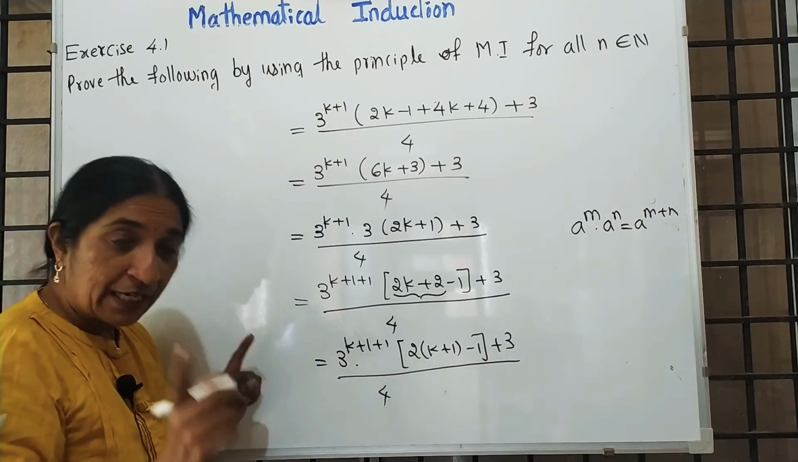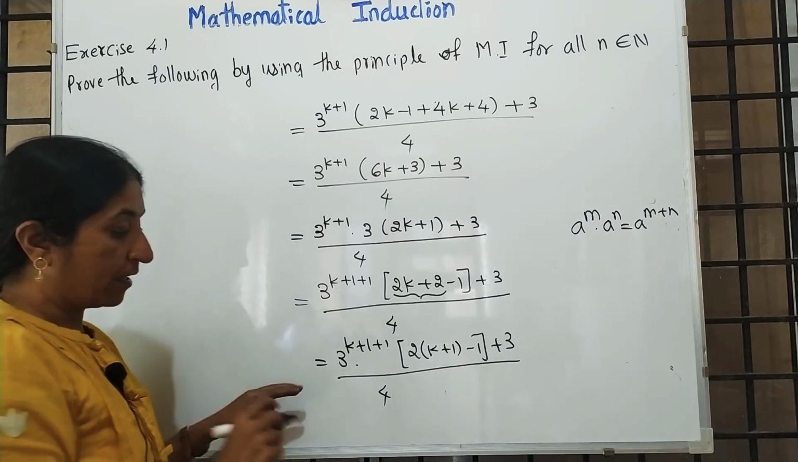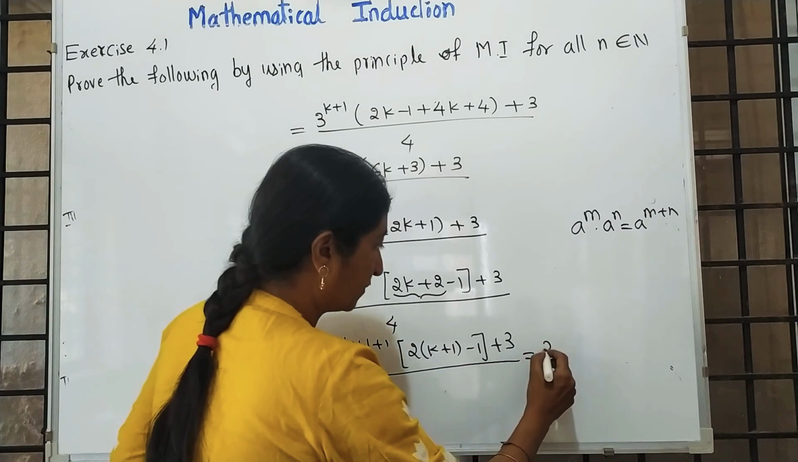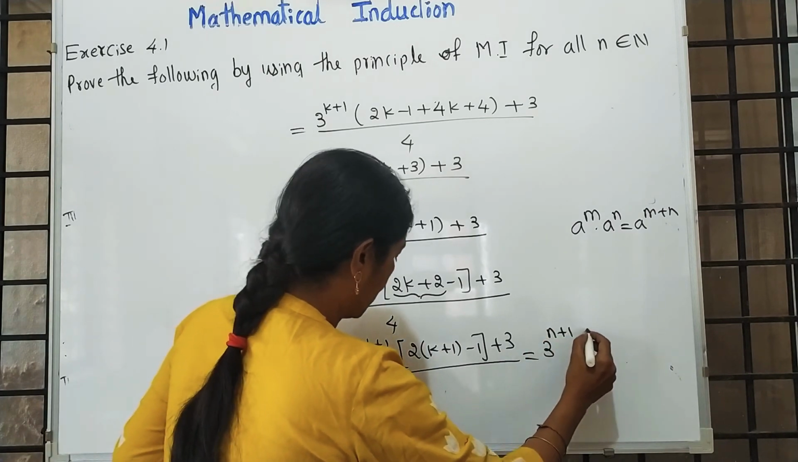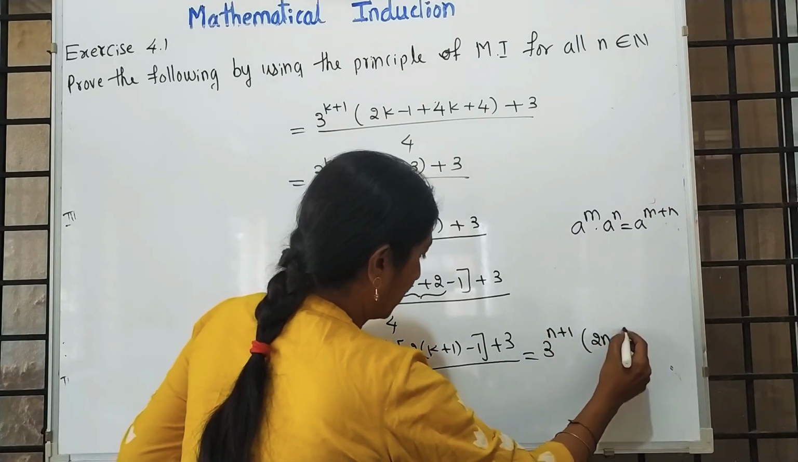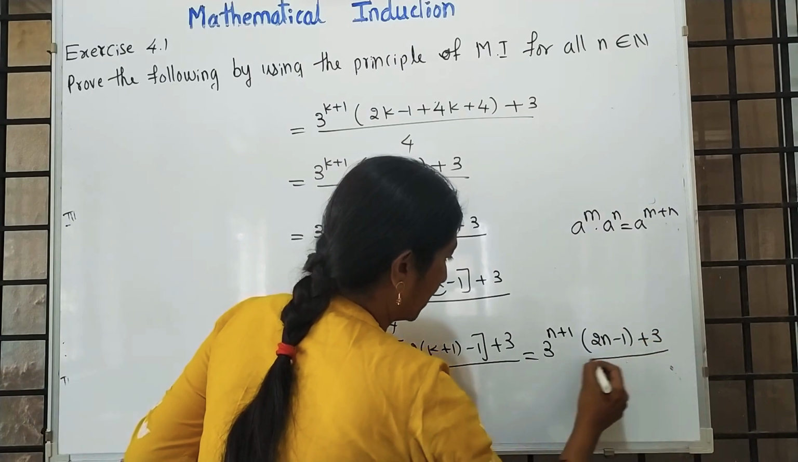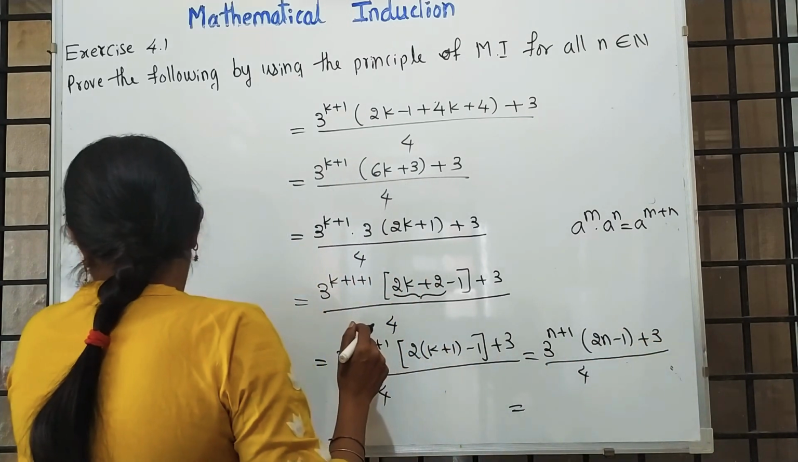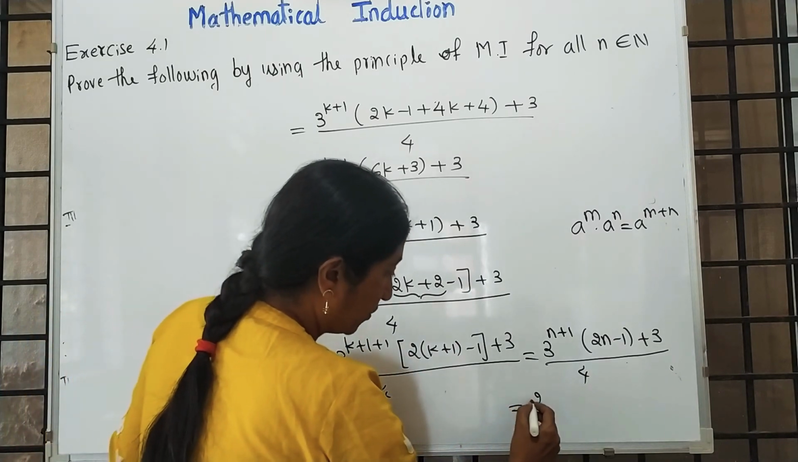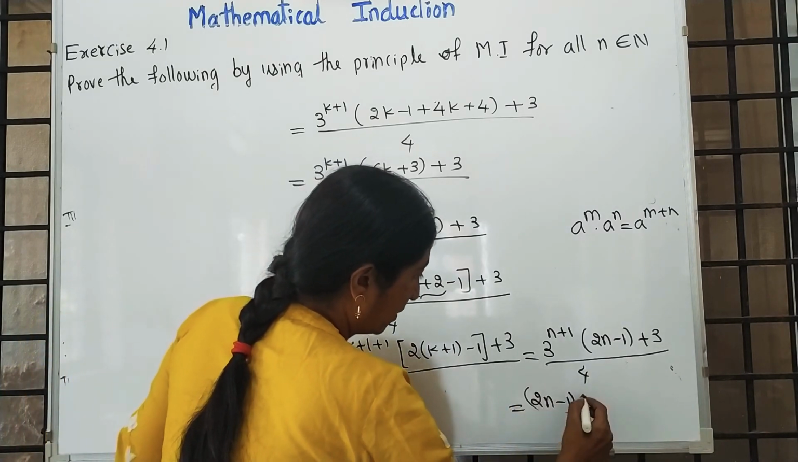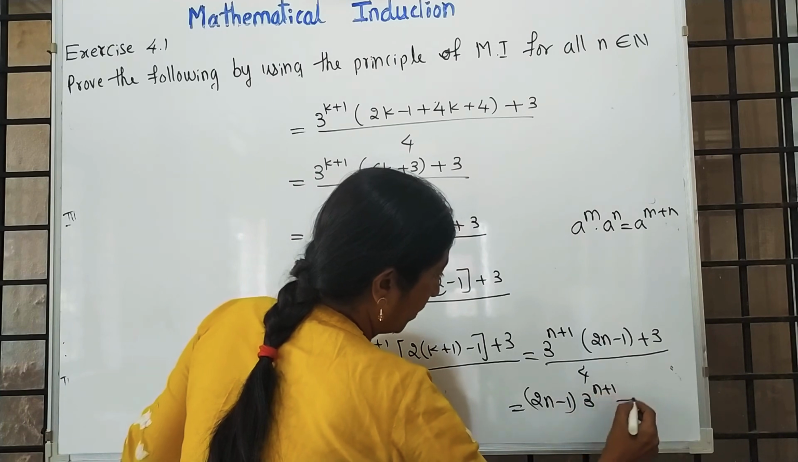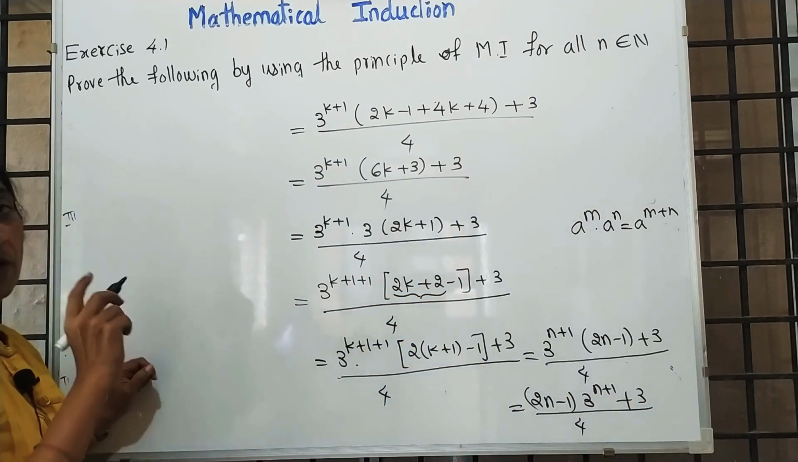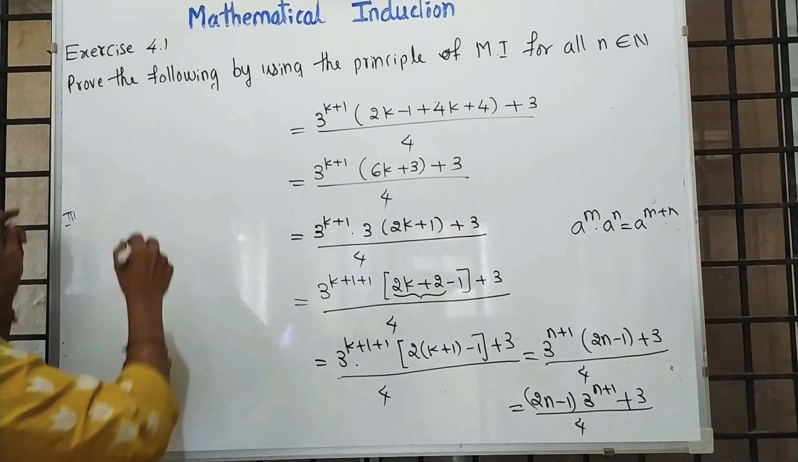Now, wherever k plus 1 is there, if you write n, what is the answer? 3 raised to n plus 1 in the bracket 2n minus 1 plus 3 divided by 4. You can write it as 2n minus 1, 3 raised to n plus 1 plus 3 divided by 4. That is the required. Go back and see, that is the required result.